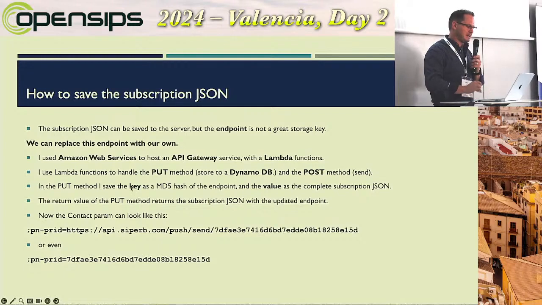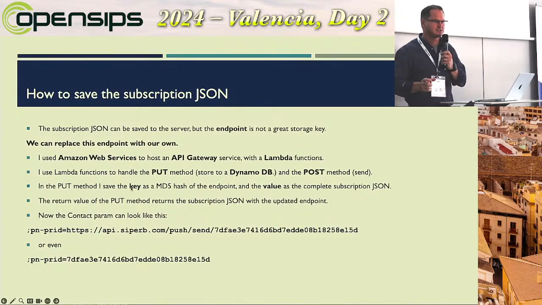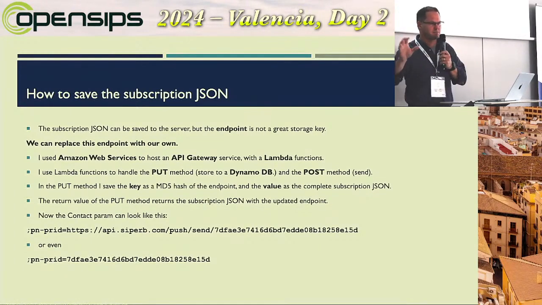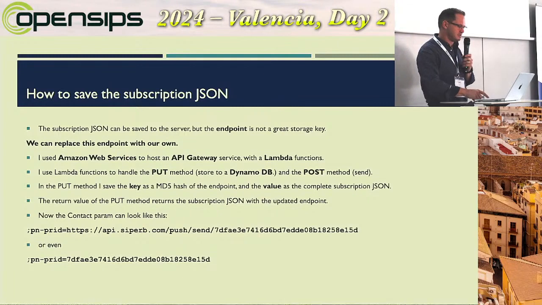All right, but as a key, what I've decided to do rather is MD5 hash the endpoint URL. So it's still globally unique, it's just in a shorter format. And I store the key with the value being the full subscription with the full URL, so I can always return back to that full subscription JSON.